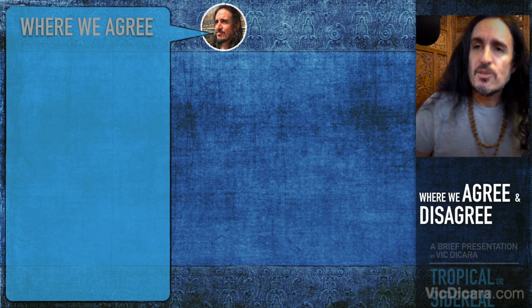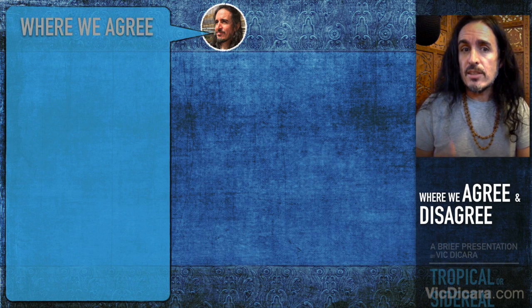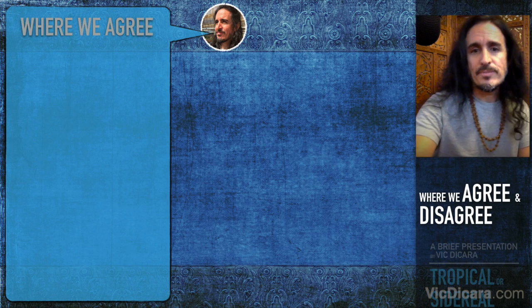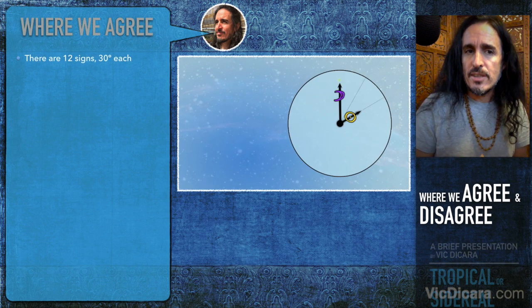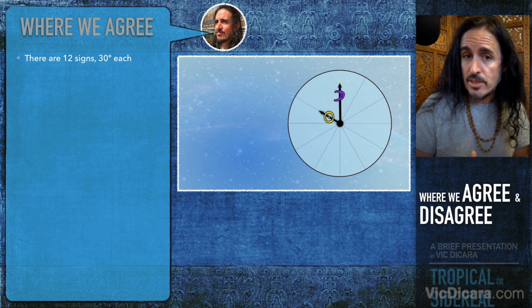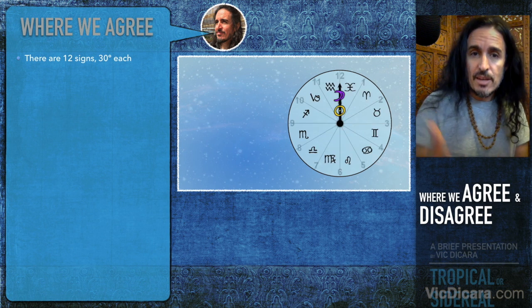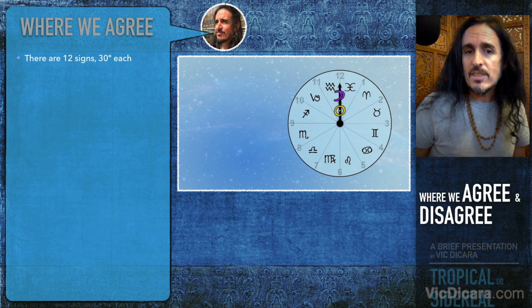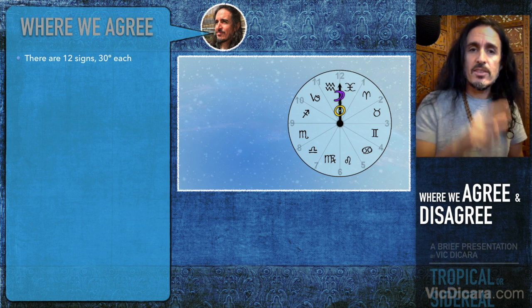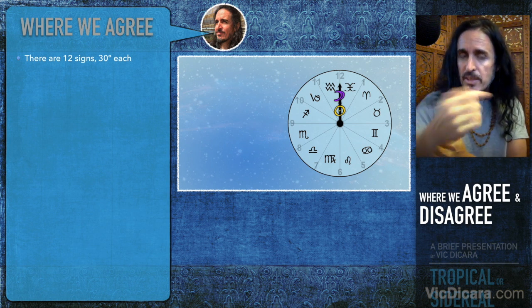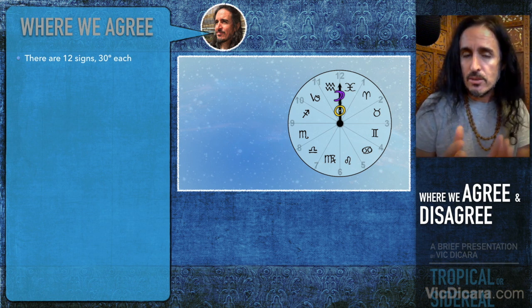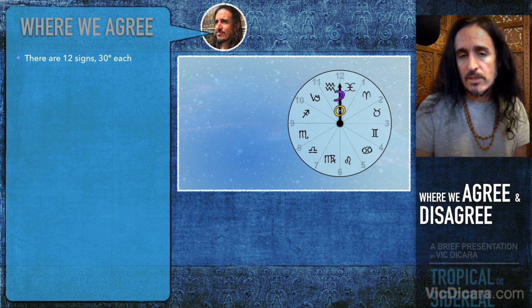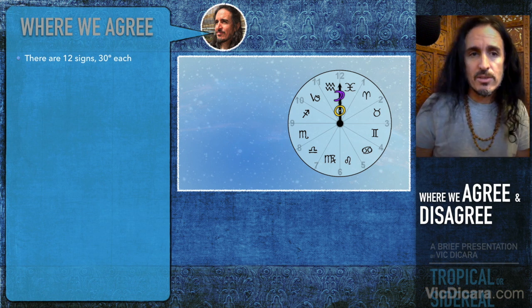So, tropical and sidereal zodiacs agree on many, many things. Let's go over what they do agree on. Both zodiacs agree that there are 12 signs of 30 degrees each, and that little graphic there shows you why. Because it's the sun moving around the earth, covering 30 degrees of space every time the moon moves around once. So both zodiacs agree that there are 12 signs, each one is 30 degrees. We agree on what the signs' names are, etc., the order they're in.